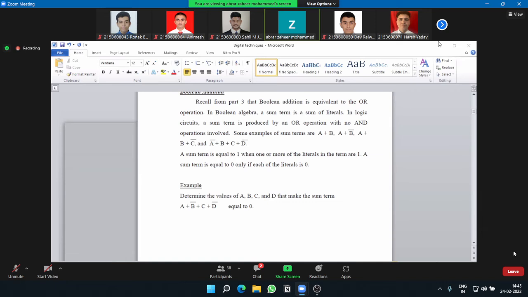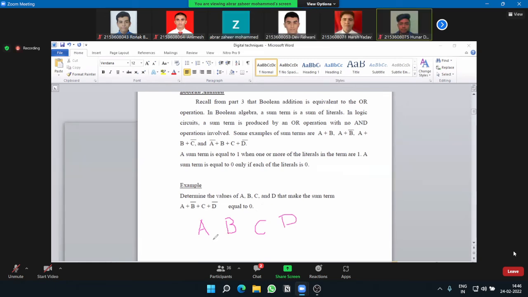Anybody can answer this? What should be the value of A? What should be the value of B? What should be the value of C? And what should be the value of D? A should be 0, B should be 1, C should be 0, and D should be 1. This is the answer. How simple it is?